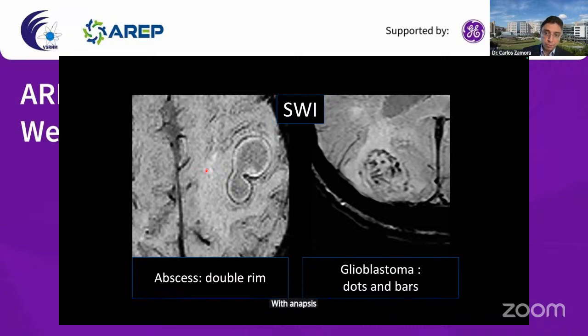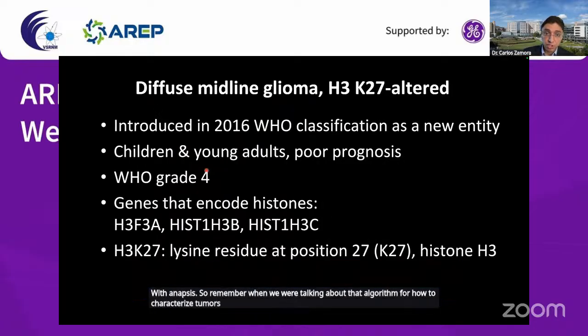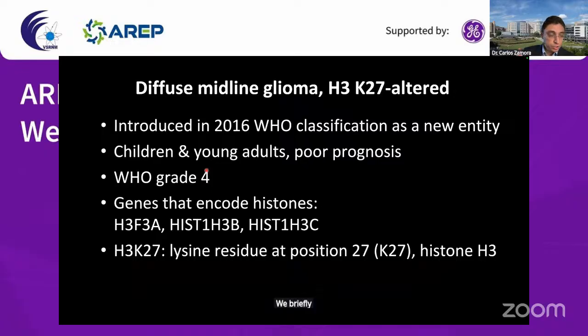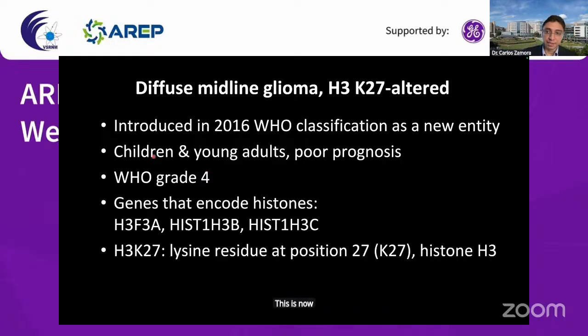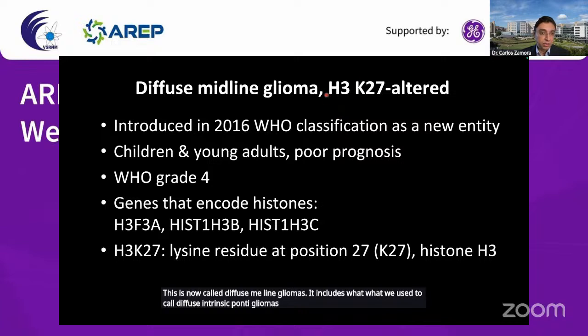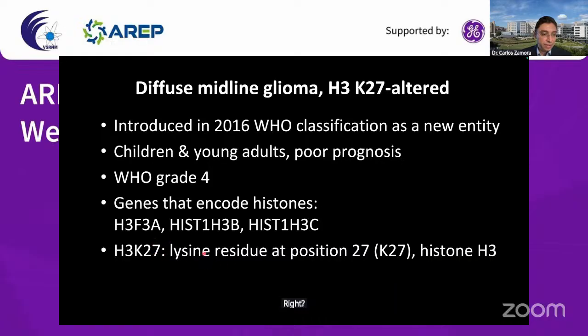So remember when we were talking about that algorithm for how to characterize tumors molecularly and pathologically, we briefly talked about the H3K27 altered tumors. So those are part of tumors that have histone mutations. This is now called diffuse midline gliomas. It includes what we used to call diffuse intrinsic pontine gliomas. These are tumors that come from mutations in different histone genes, right? That 27 number is just the position, the amino acid position of the lysine residue within that histone, right?